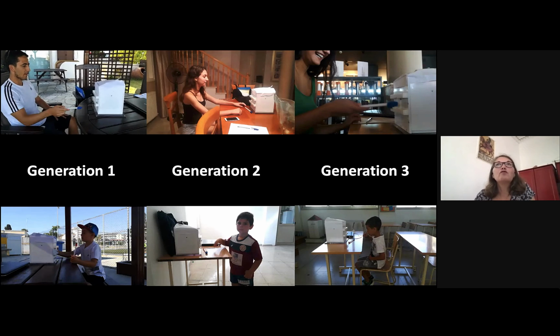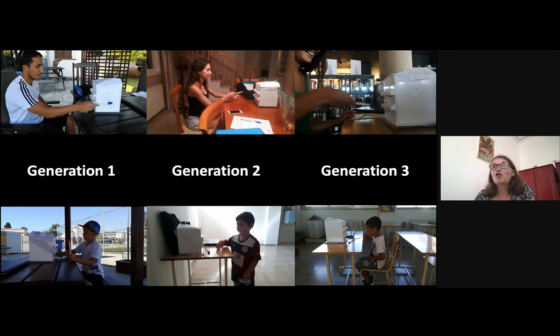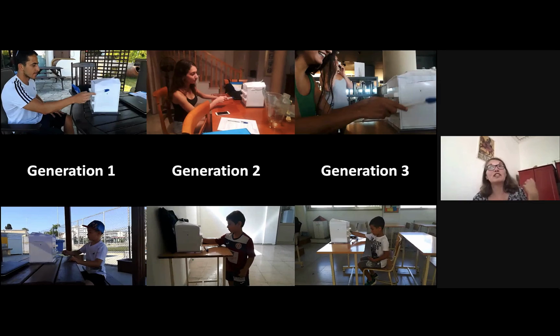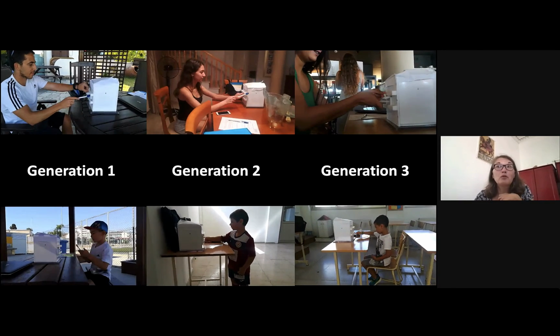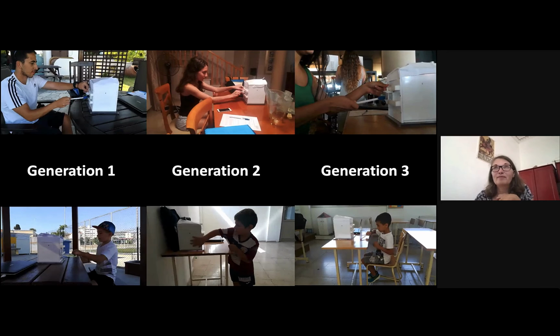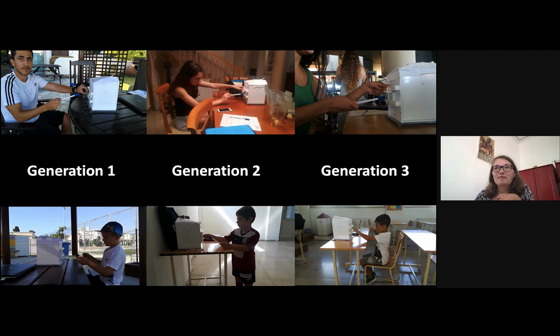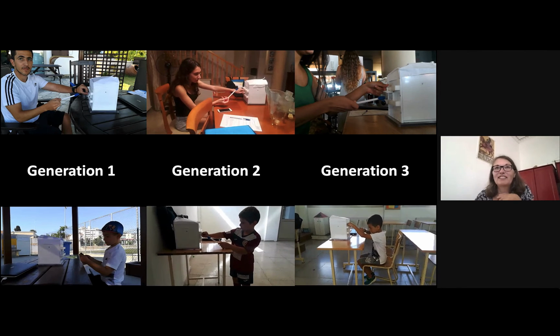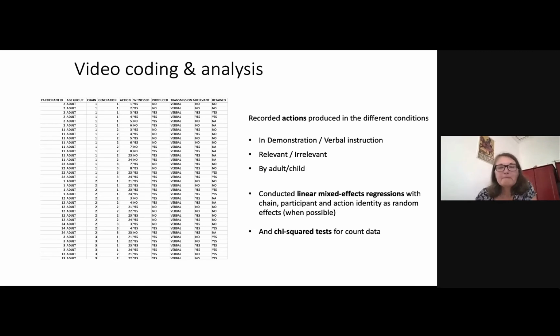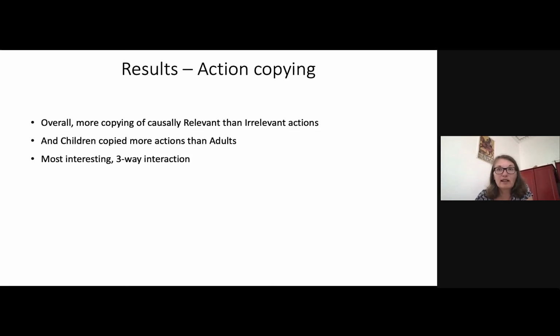Now we ran 20 chains of children and 20 chains of adults, and these are the kinds of things that they were doing. Okay, some were taking longer, some less time. Now, we then coded the videos and recorded which actions were produced in each condition, and we applied linear mixed effect models and chi-square tests to analyze and to get the results that I'm going to present now.